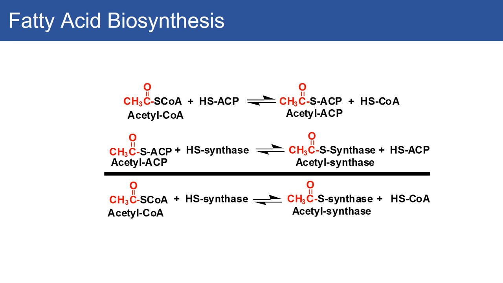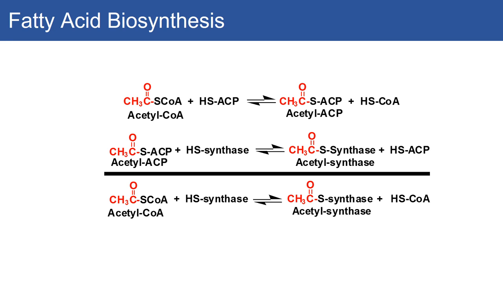HS-ACP picks up an acetyl group from acetyl-CoA. So we start with acetyl-CoA, and from there, the HS-ACP, which we saw earlier in the previous diagram, those are the reactants, and we end up with an acetyl-ACP plus an HS-CoA.